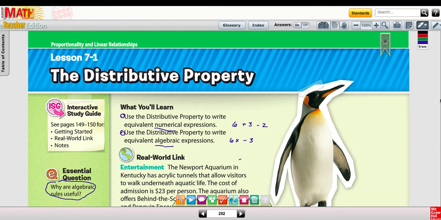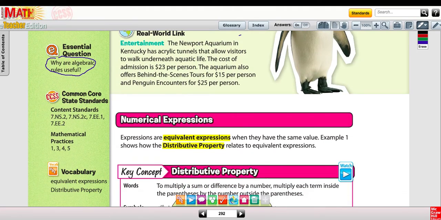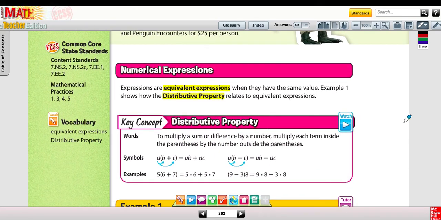So looking down lesson 7.1, you have two vocabulary words, equivalent expressions and distributive property. And a key concept there in symbols, when you have the distributive property with a variable or a number out front, in this case the A or the 5, you distribute that to everything inside of the parentheses. The same works if you're going to subtract something inside the parentheses. You distribute what's on the outside to what's on the inside.